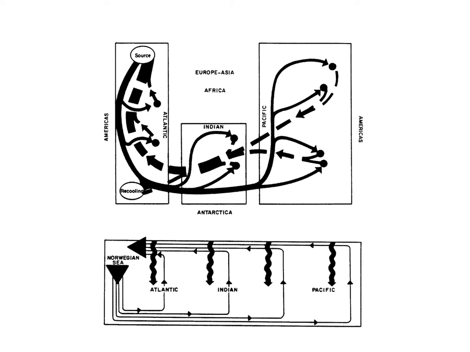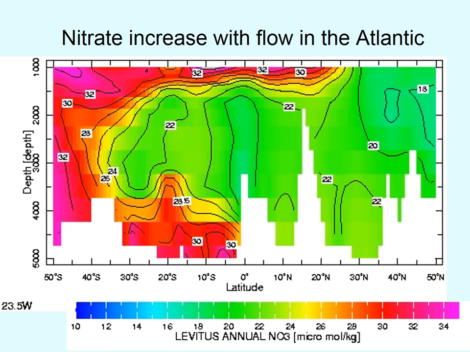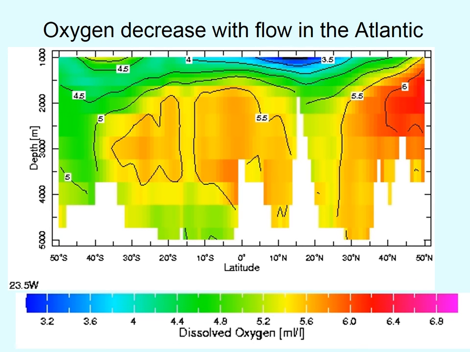Okay, so as it moves around this conveyor, it gets older. And you have the counter to that: as the oxygen is being used up, you're releasing those nutrients again. So this is a section through the Atlantic, with the northern hemisphere here and the southern hemisphere here. As that water flows along, we're adding the nutrients in, and the oxygen, you can see, is being depleted along that flow path.